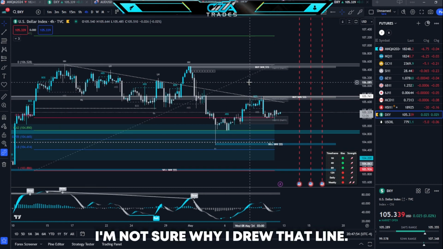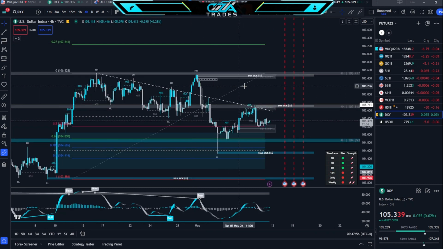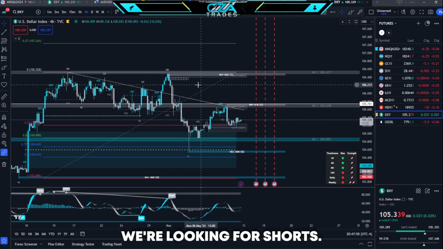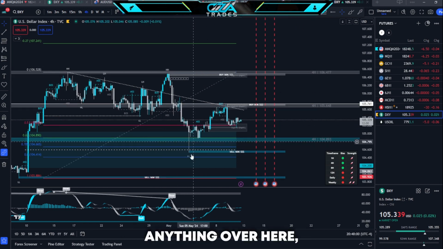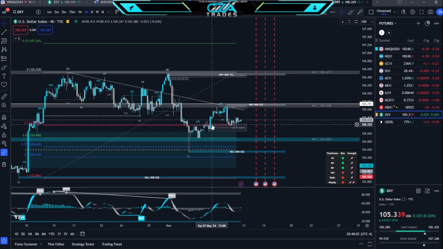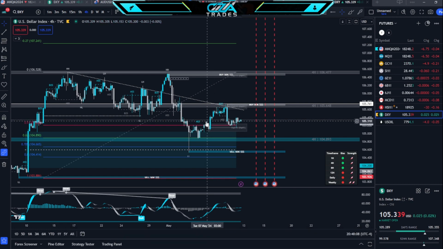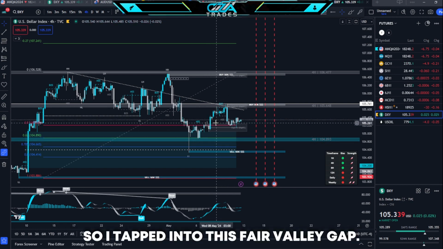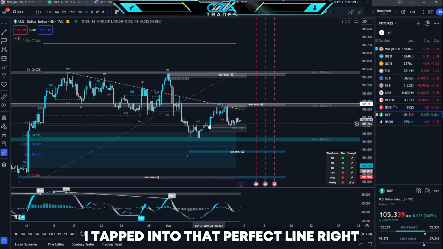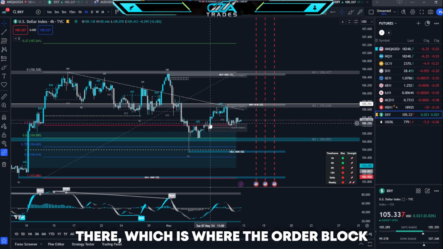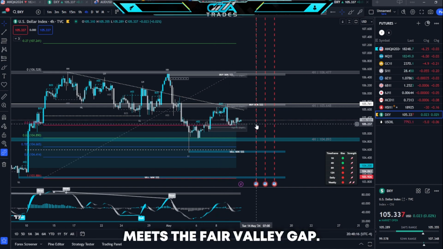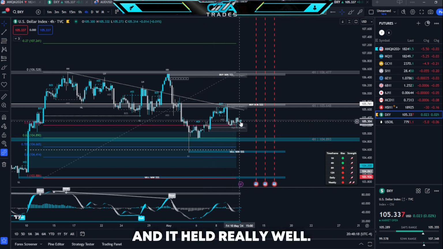Not sure why I drew that line. Anything over here, we're looking for shorts. Anything over here, we're looking for longs. Sitting above this order block over here, there's also a fair value gap. All right, so it tapped into this fair value gap, into that perfect line right there, which is where the order block meets the fair value gap. And it held really well.